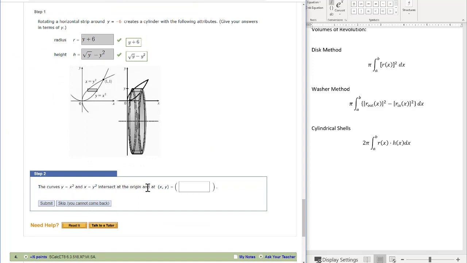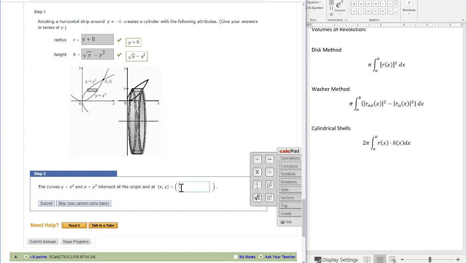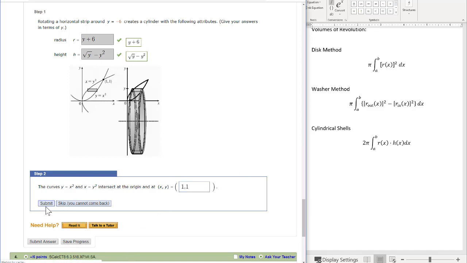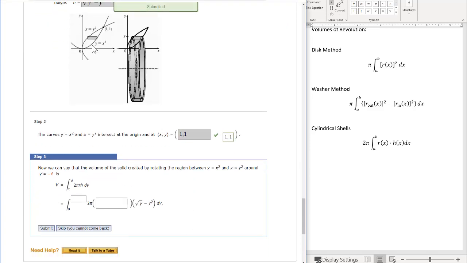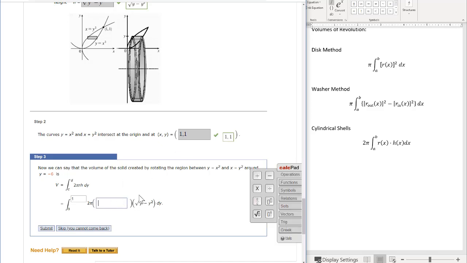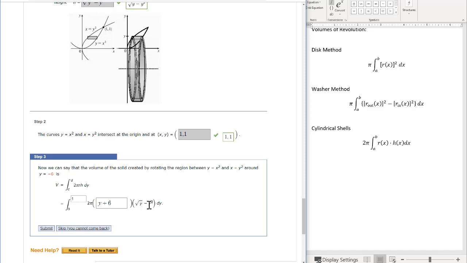So the curves intersect at the origin and at the point (1, 1). We discussed that earlier. So that'll help us figure out the limits. We're going to be integrating with respect to y, so y is going to move from 0 to 1. And then inside we have 2 pi times the radius, the radial distance, which is y plus 6, times the height, which was square root of y minus y squared.